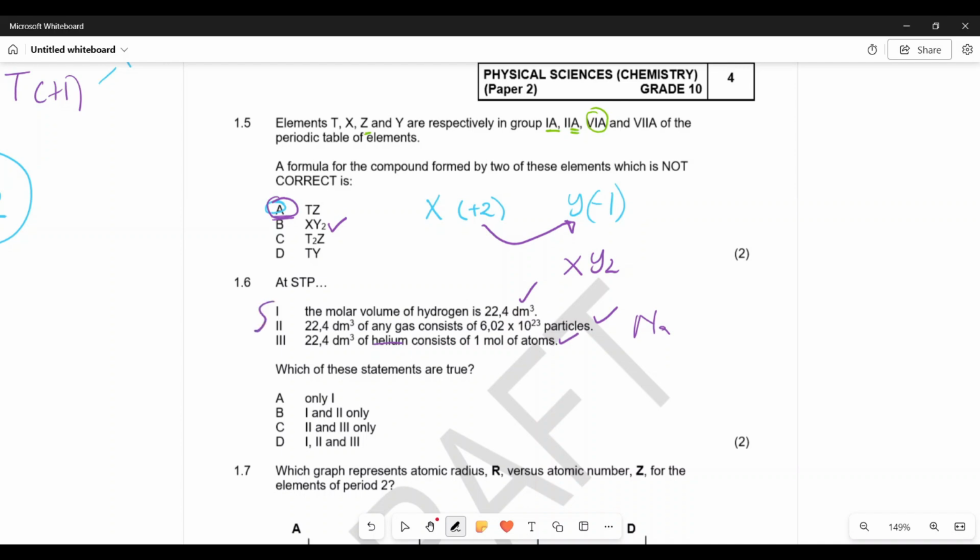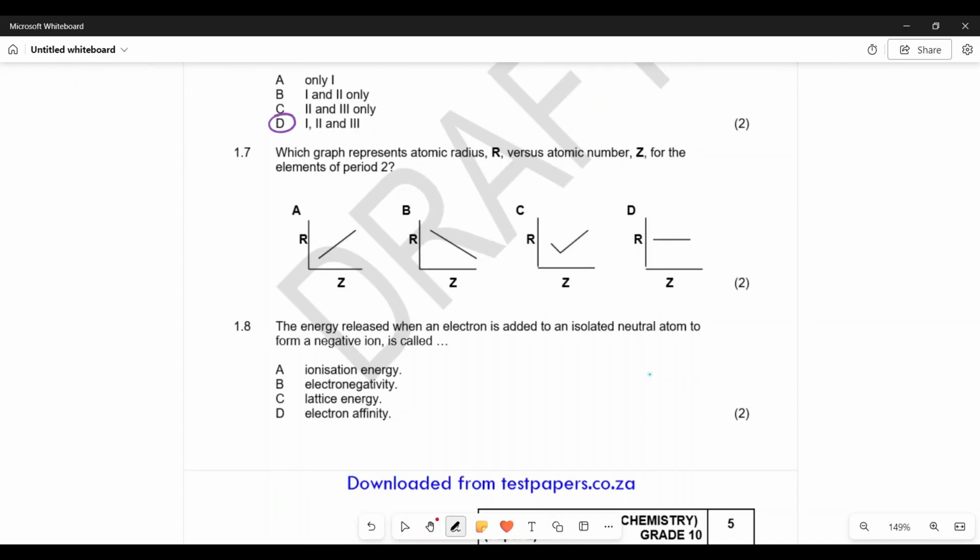So all three are correct, meaning that D would be the correct option for 1.6. Now, moving on to the next question.